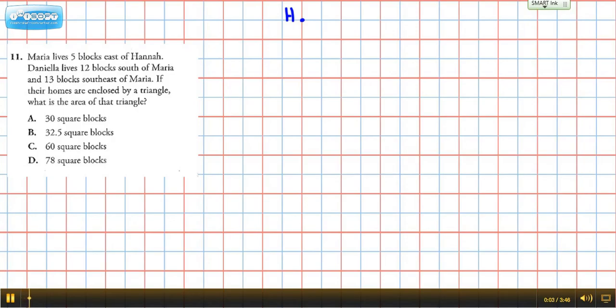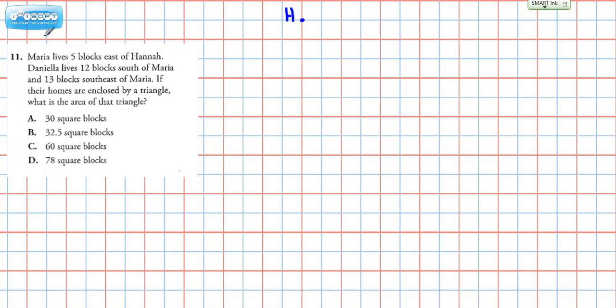We're taking a look at number 11, which has a little bit of a wording problem in it. Let's read it and see if we can understand what they're trying to say. Maria lives 5 blocks east of Hannah. Daniela lives 12 blocks south of Maria. So that's all fine, but where it gets a little bit dicey is right here. And 13 blocks southeast of Maria? That doesn't really make a lot of sense.